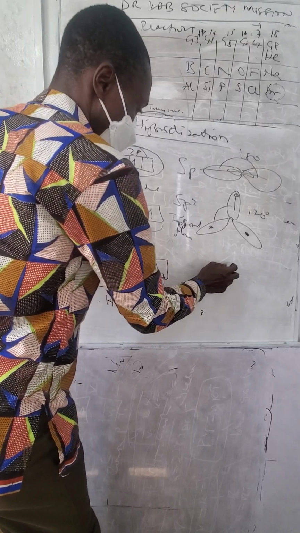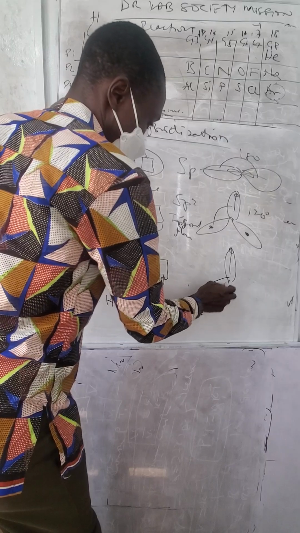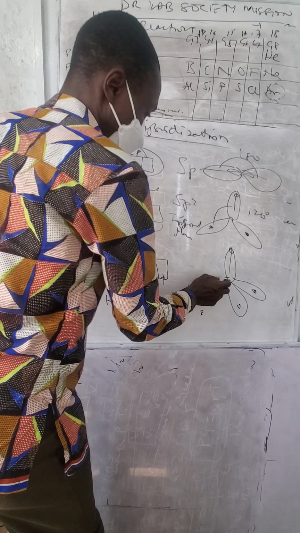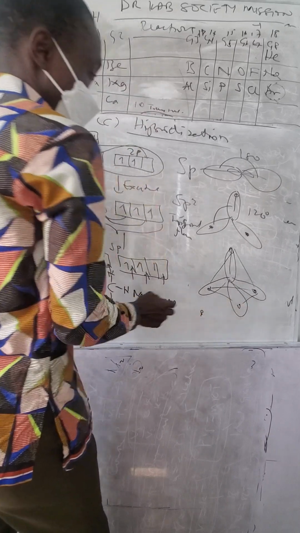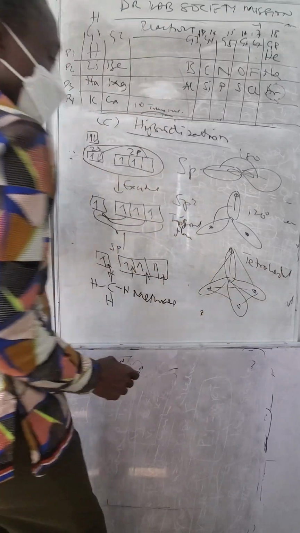Now, tetrahedral is going to be something like that. So these are the bonds and this one. Okay, this kind of thing. Right, so this is the tetrahedral shape.